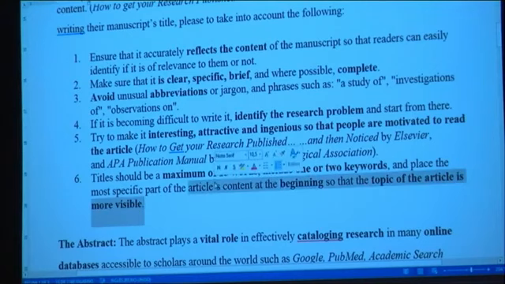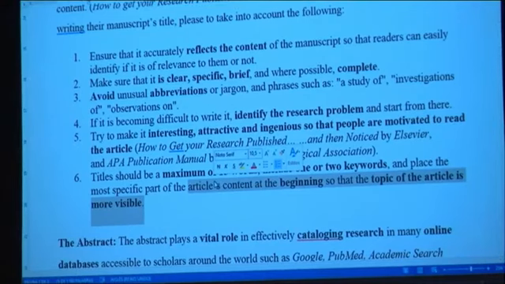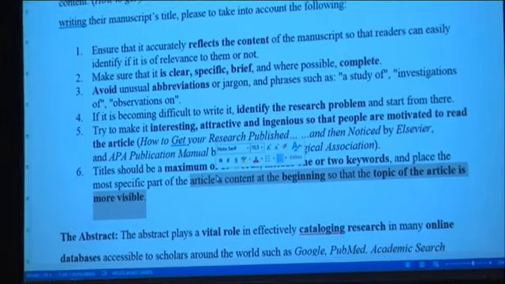It's interesting that the most important word for you, if it is motivation, if it is bilingual education, if it is primary, because you want to focus on primary, that this word comes at the very beginning of the title, because it's the first thing you start reading, okay? So it's what they say. Most specific part of the article's content at the beginning, so that the topic of the article is more visible.